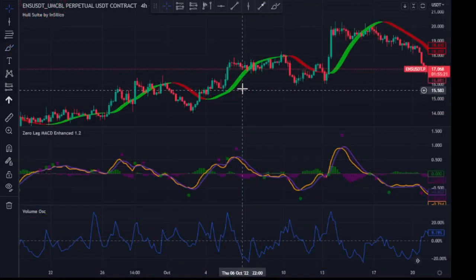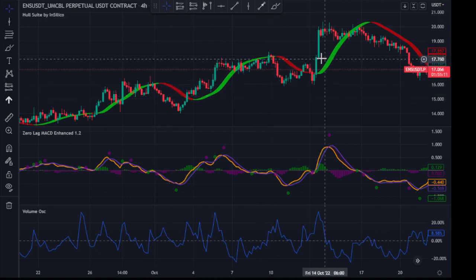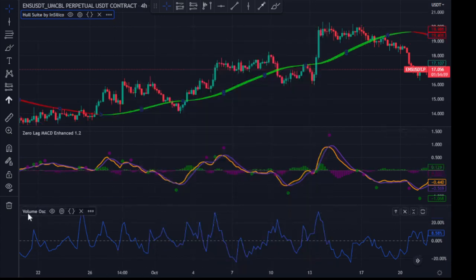So I will give you a strategy that you can use with this indicator, and it will help you better understand how you could apply it in your trading strategy. So here is an example of a strategy suitable for this indicator. We have added the whole suite and modified these periods from 55 to 100, and from 1 to 2. And we also add the volume oscillator and leave it as default.